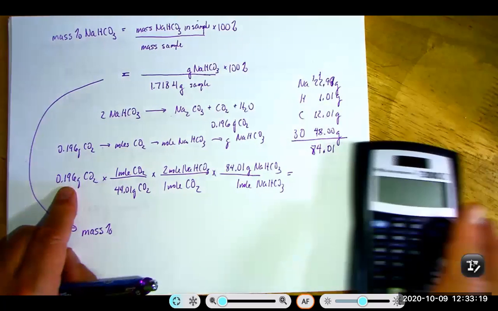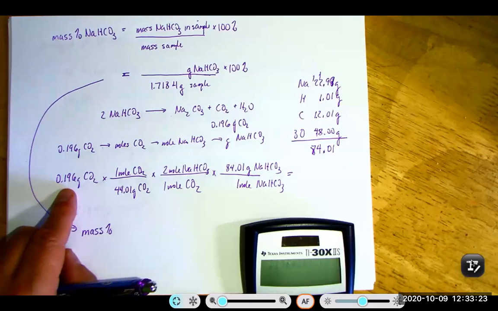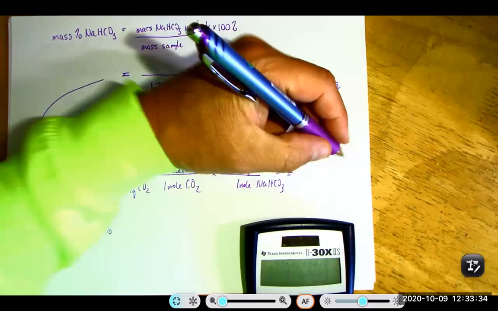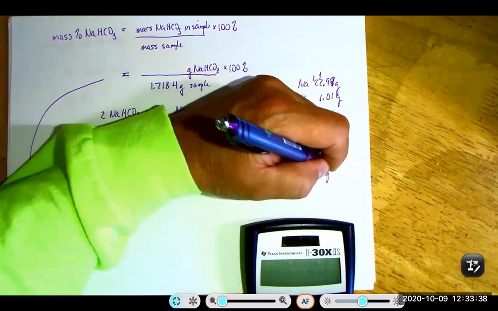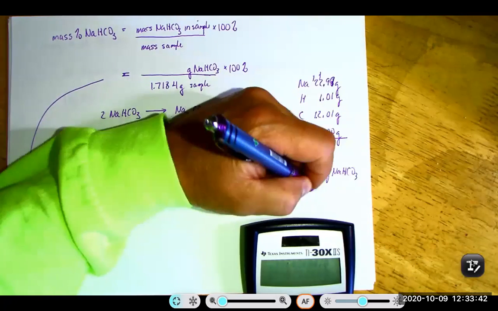0.196 times 2 times 84.01 divided by 44.01 is equal to 0.748 grams of sodium bicarbonate. So that's not bad. When I said 0.8, I got 0.74.